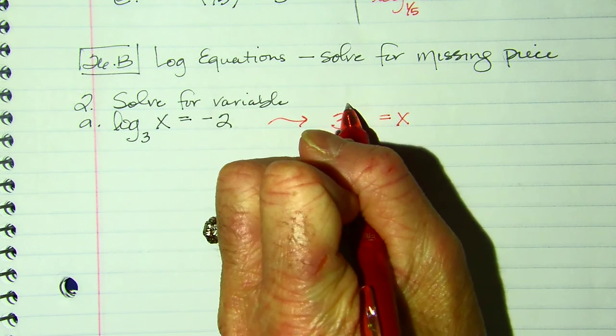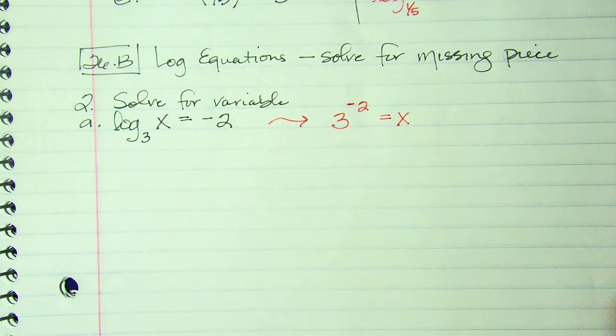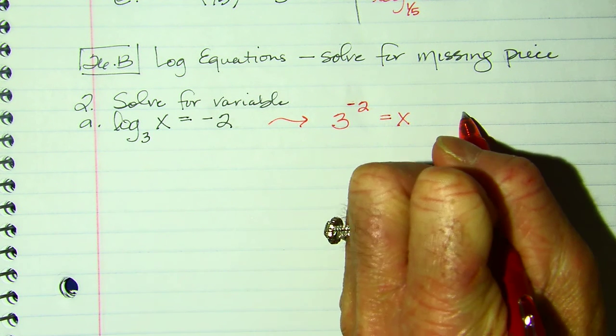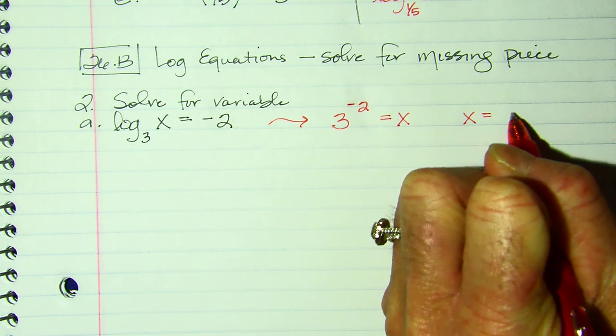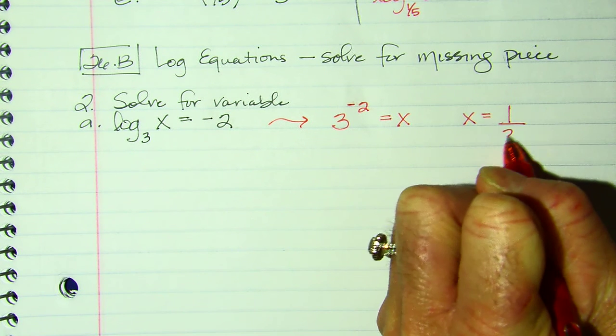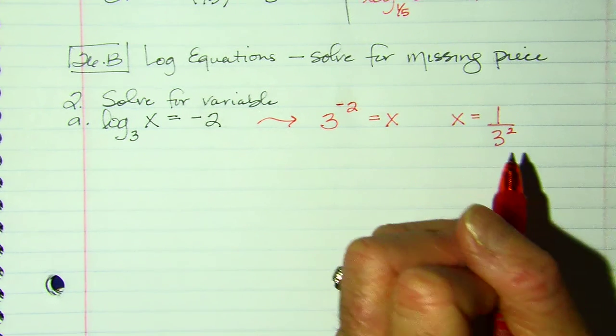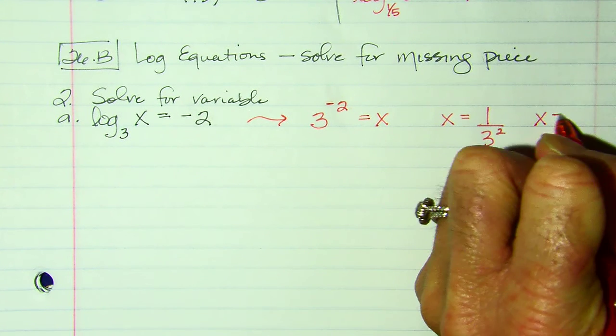So 3 to the negative second equals x. And then I would just solve that. So 3 to the negative second would be x equals 1 over 3 squared. So notice I wrote the reciprocal and made the exponent positive. So x equals 1/9.